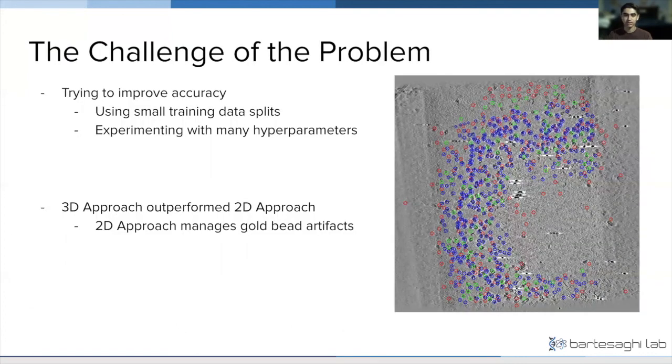So ultimately this was a pretty challenging problem for us. One of our goals was to use as little training data as possible, since the whole point of using machine learning to improve particle detection is to use as little human labor for manual annotation as possible. And so that made it difficult to improve performance. But also using non-max suppression and the sliding volume gave us a lot of different hyperparameters to experiment with and tune. And so that made it difficult to improve performance as well. And although the 2D approach did not perform as well as we would have liked it to, the fact that it managed the gold bead artifacts so well is promising for the technique and is definitely worth further research.